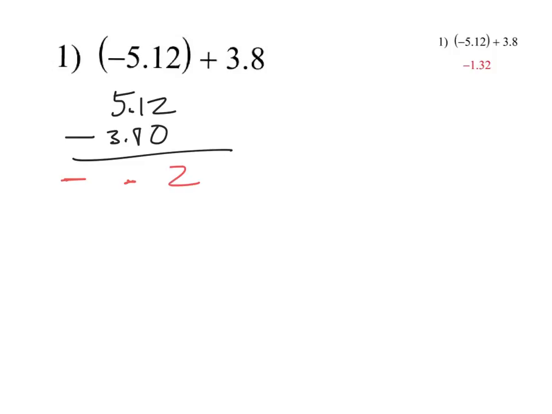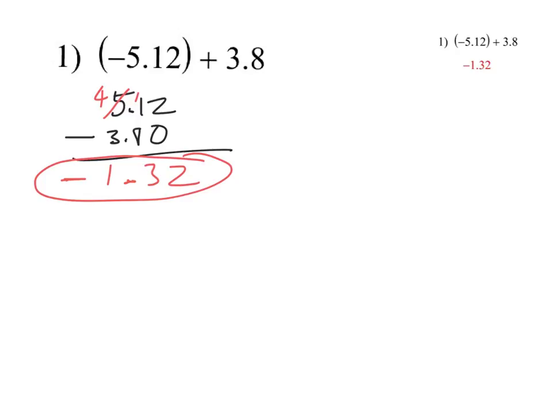2 minus 0 is 2. I have to borrow, 11 minus 8 rather, is 3. And 4 minus 3 is 1. So negative 1.32. Play that again if you need to, to make sure all that makes sense.